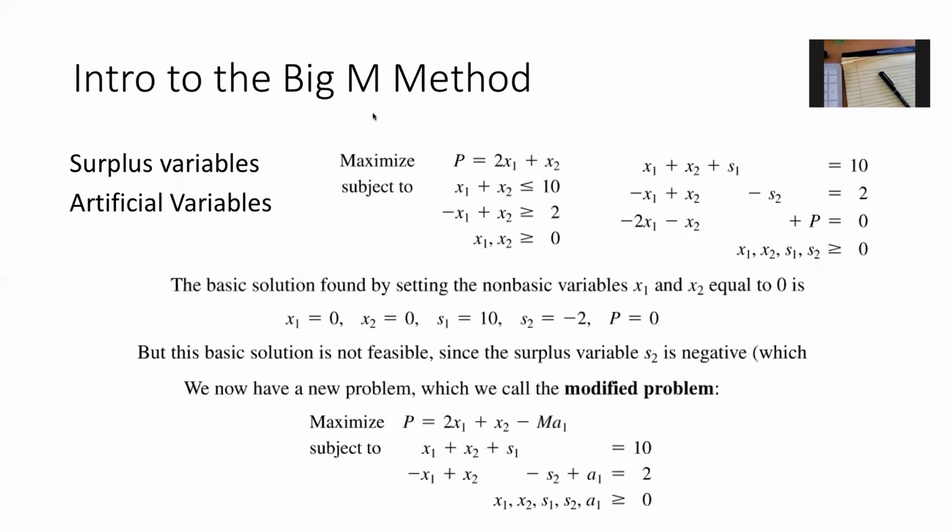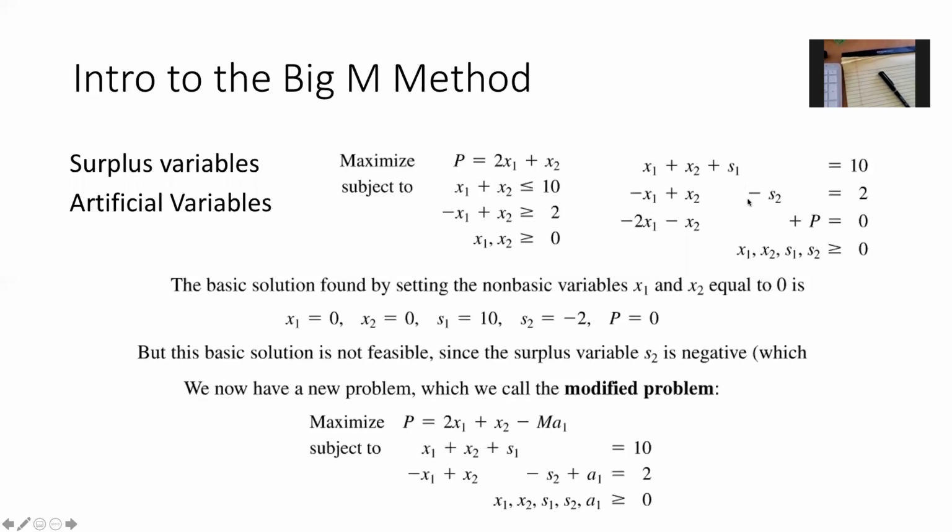suppose we have this: maximize profit P equals 2x sub 1 plus x sub 2, subject to x sub 1 plus x sub 2 less than or equal to 10, and negative x1 plus x2 greater than or equal to 2, and x sub 1 and x sub 2 greater than or equal to 0. In this case, that first constraint, x sub 1 plus x sub 2 less than or equal to 10, is just going to be a slack variable. And that is exactly why we have x sub 1 plus x sub 2 plus s1 equals 10.